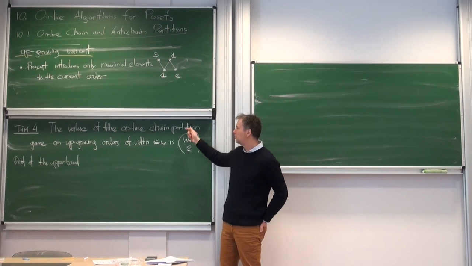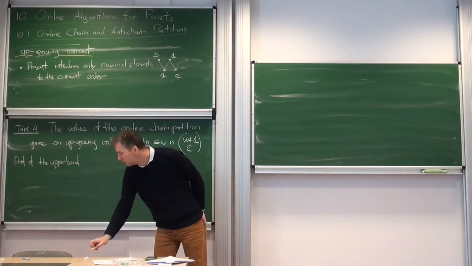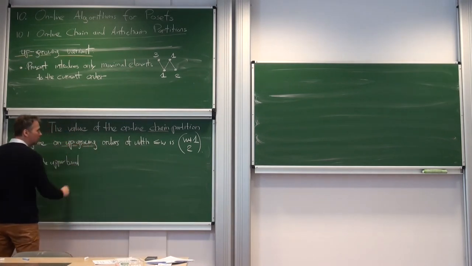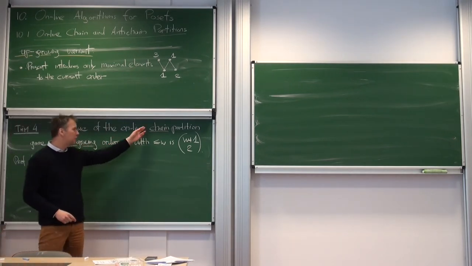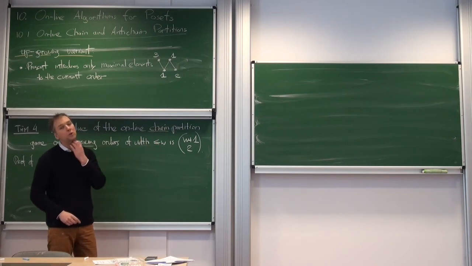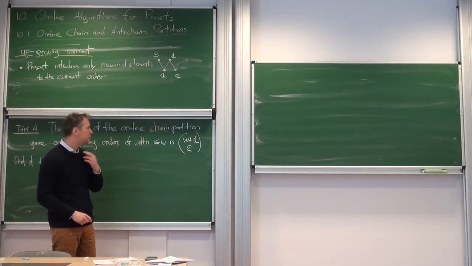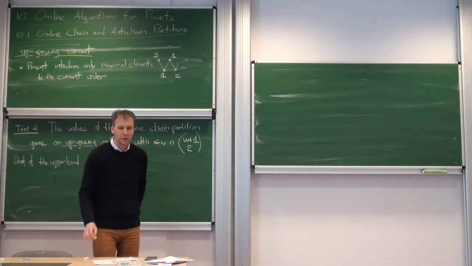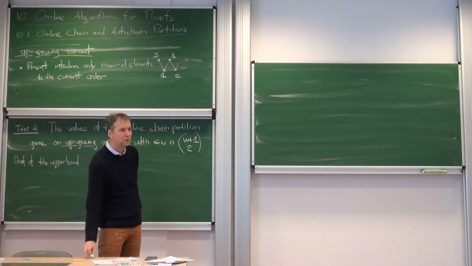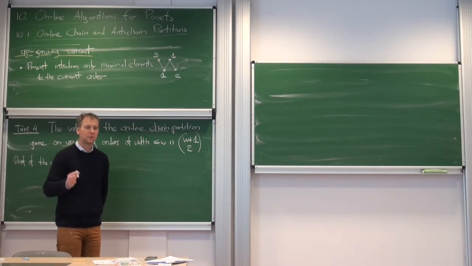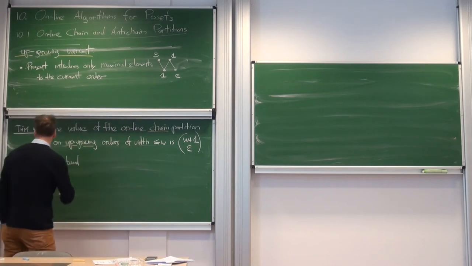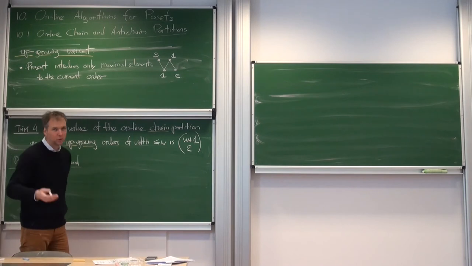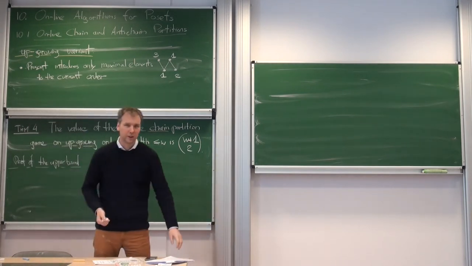So the value of this game, the chain partition game, on upgoing orders, so we still play chain partition, so we relate to the width, yeah? So of width at most W is exactly W plus 1 choose 2. And we will cover, we'll lecture the upper bound. The lower bound is nice. Perhaps it will be an exercise. So for the upper bound, we want to devise a strategy for the algorithm.